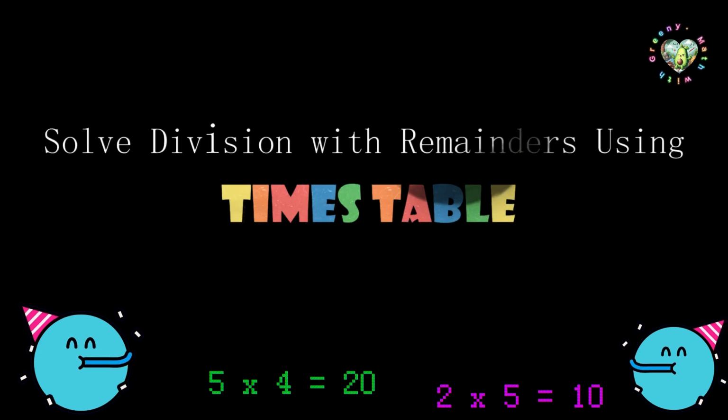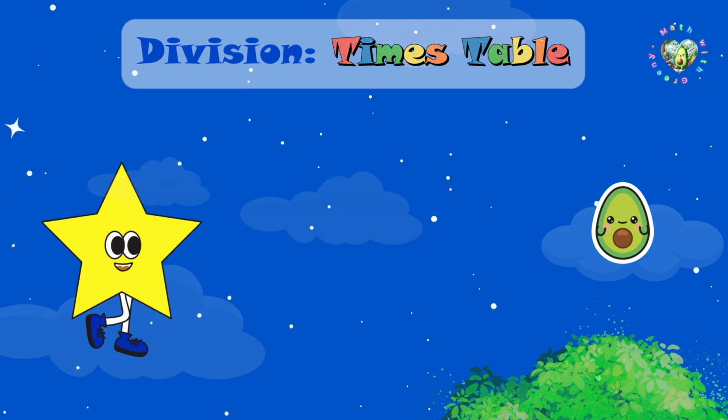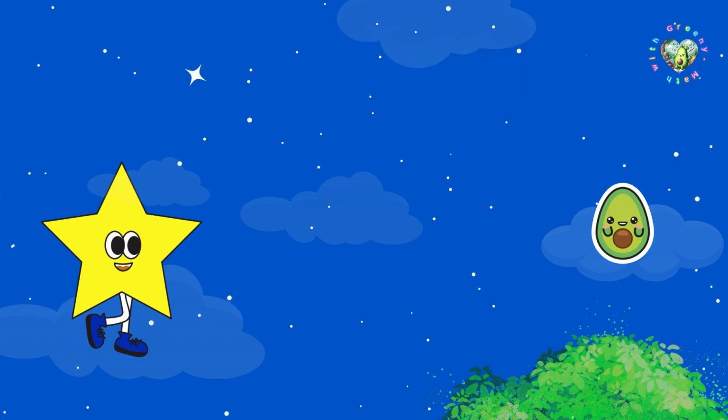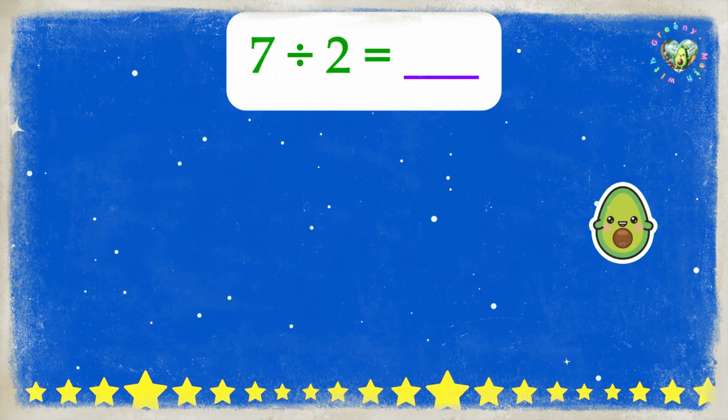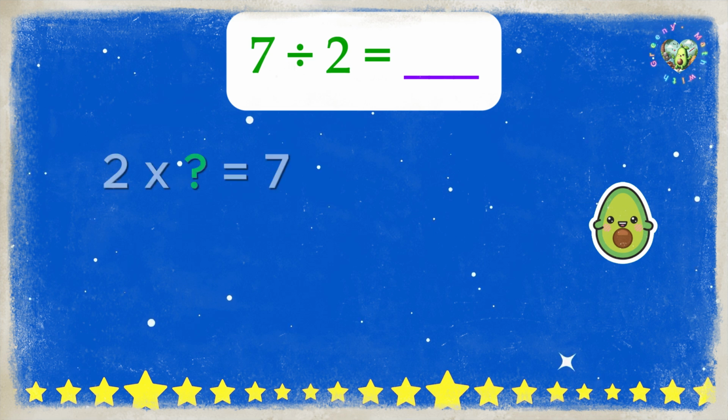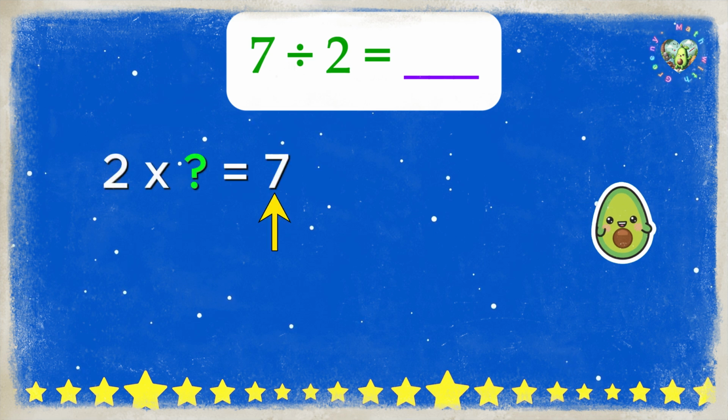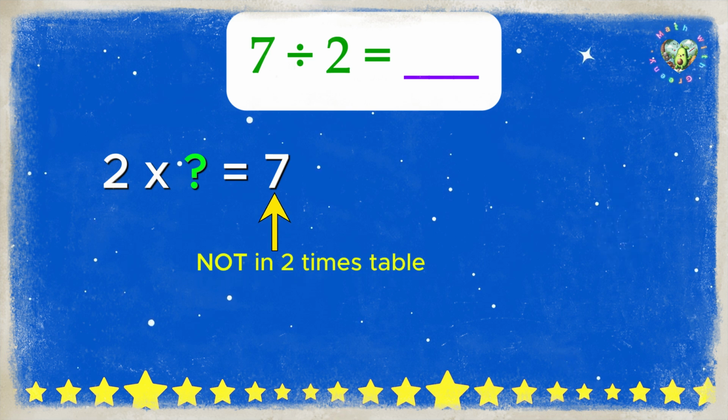Solve division with remainder using times table. Hi, shiny star. Last night, I was trying to figure out how to use the times table to solve division with remainders. Like, for 7 divided by 2. I know we think 2 times what equals 7, but 7 isn't in the 2 times table.